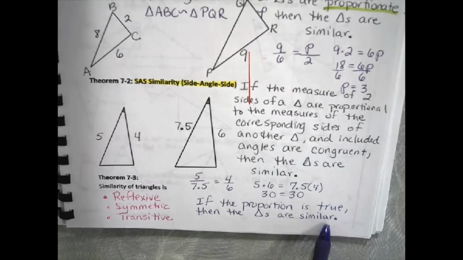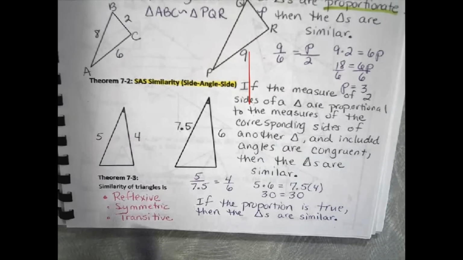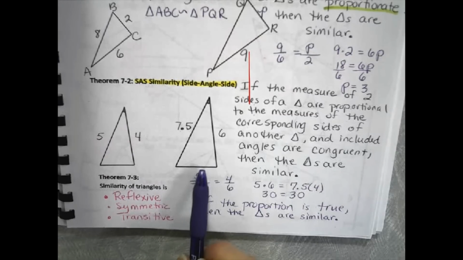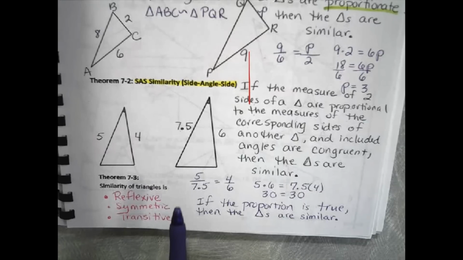Like congruent triangles, the similarity of triangles is also reflexive, symmetric, and transitive. So I could twist, turn, flip, or slide these triangles across a coordinate plane, and it would not change their similarity.